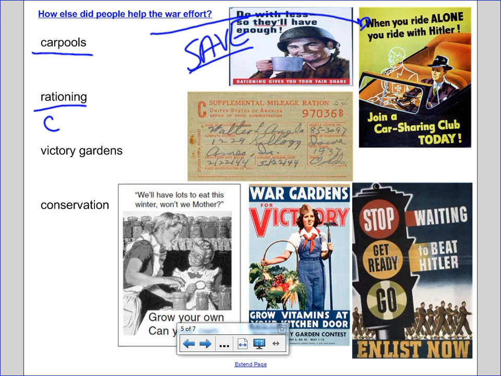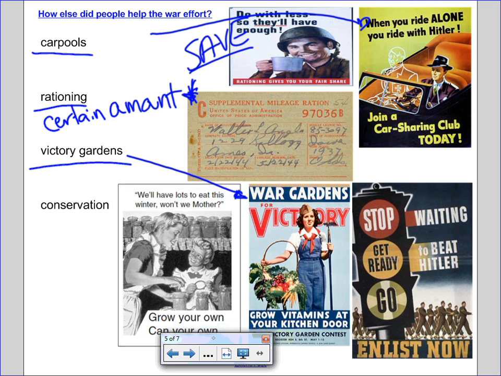Rationing is when you only have a certain amount of something. So the government actually issued ration cards like this. It also comes back in the 70s with gas, where you're only allowed to purchase, like you can maybe only buy bread on Mondays, or you can only buy X amount of gallons of gasoline. Victory gardens here: grow your own stuff. If we can grow vegetables, then that's more that can get sent to the troops because we don't have to buy it from the store.